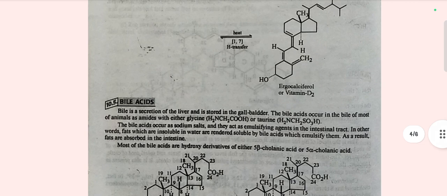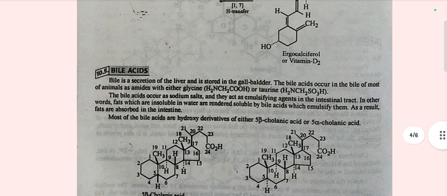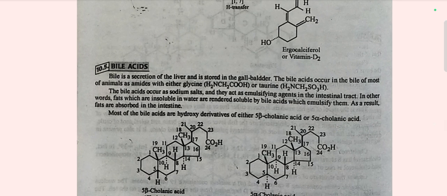Bile acids. Bile is a secretion of the liver and is stored in the gallbladder. The bile acids occur in the bile of most animals as amides with either glycine or taurine. The bile acids occur as sodium salts and they act as emulsifying agents in the intestinal tract. In other words, fats which are insoluble in water are rendered soluble by bile acids which emulsify them. As a result, fats are absorbed in the intestine.